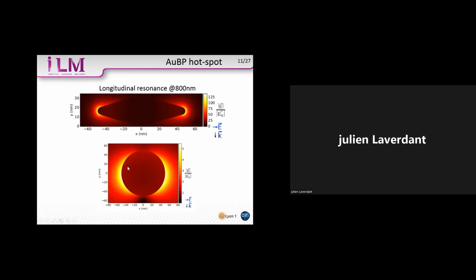Just to compare, if you take a single gold nanoparticle and shine it the same way at the resonance, you can only achieve a factor of 5 of concentration of the light. So here you gain a factor of 25 in the absorption and the localization of this light. This is very interesting if you want to make any interaction. For example, if you want to put a molecule here, you increase the interaction with the molecule a lot. You set it at the tip, and it's quite interesting.